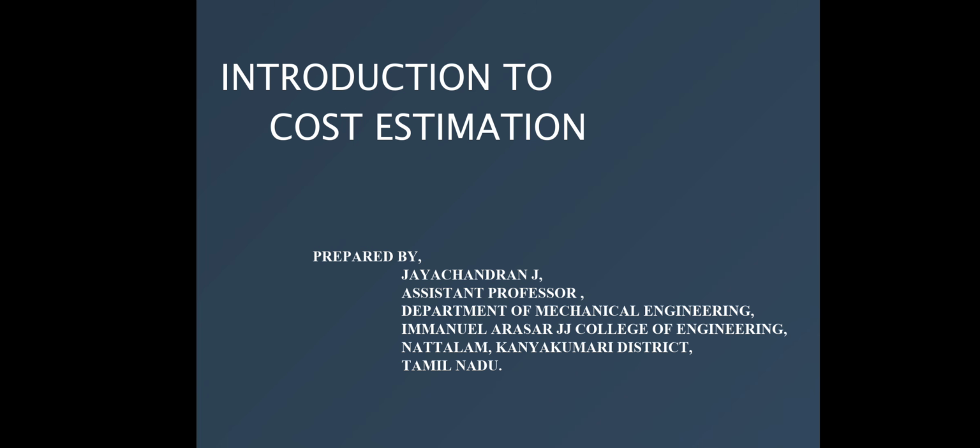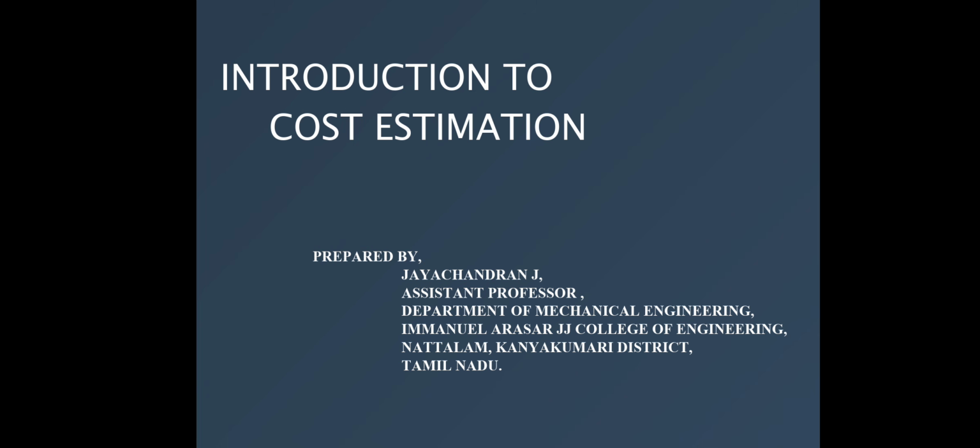Here I am taking Unit 3, Introduction to Cost Estimation. The definition of cost estimation: cost estimating may be defined as the process of determining the probable cost of the product before the start of its manufacture.